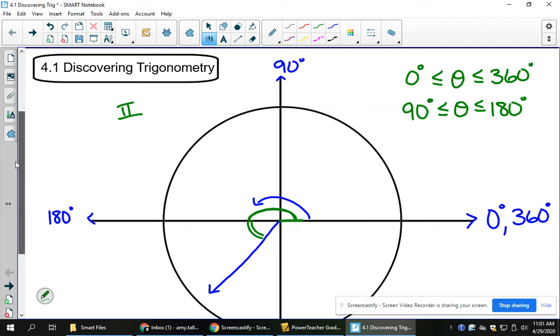In Math 30-1, we even go so far as to talk about negative angles and go further than one full circle. So we can talk about a lot of stuff. We'll get to more complex examples like that much later on in the unit.